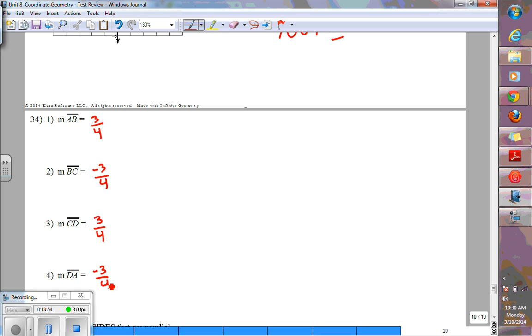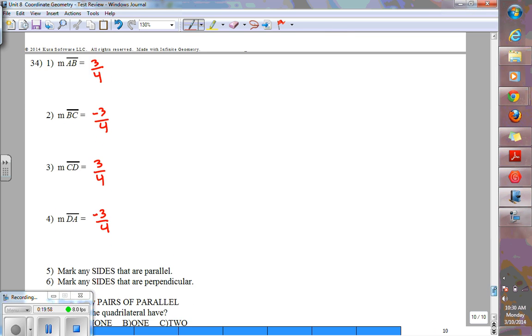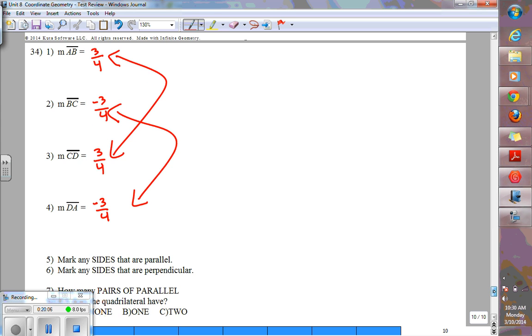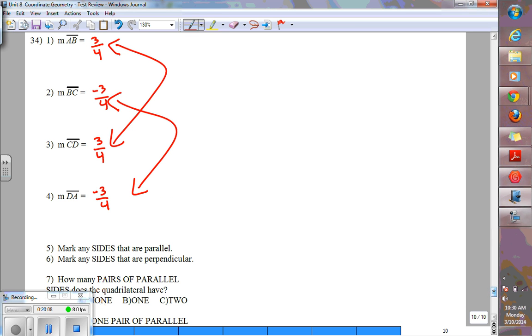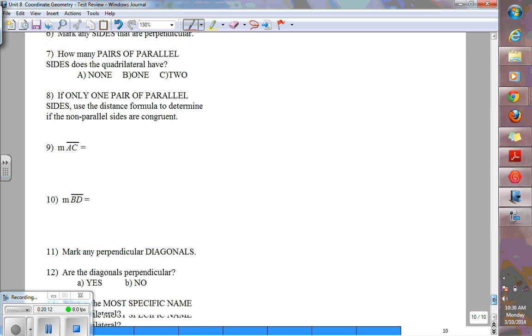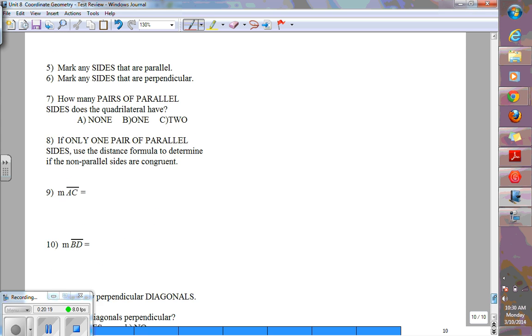Do we have any parallel sides? Yes, we have two pairs of parallel sides here. We do not have any perpendicular slopes. We have negative slopes, but they're not negative reciprocals or opposite reciprocals. So we don't have any perpendicular sides, just parallel sides. We have two pairs of parallel sides, no perpendicular sides.